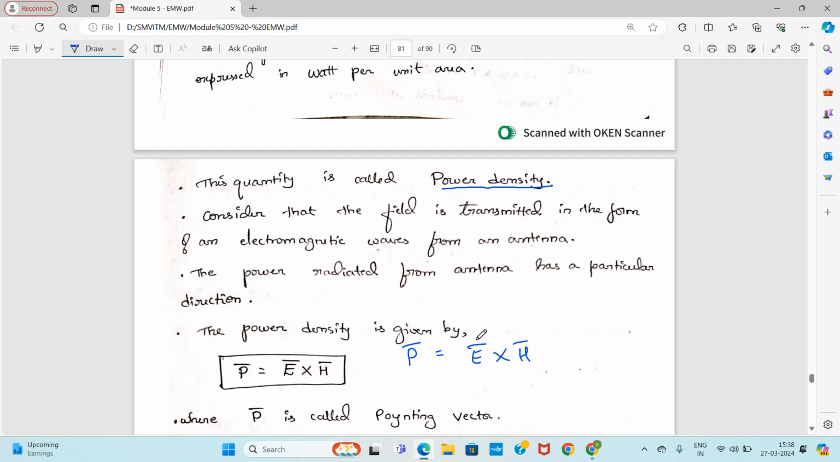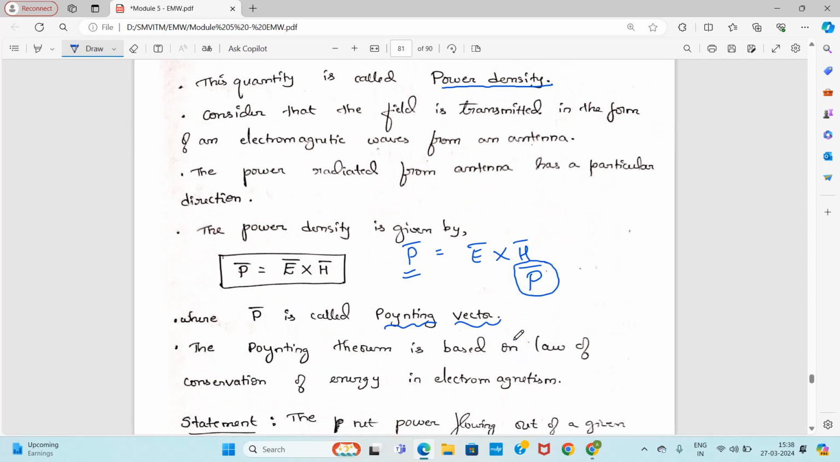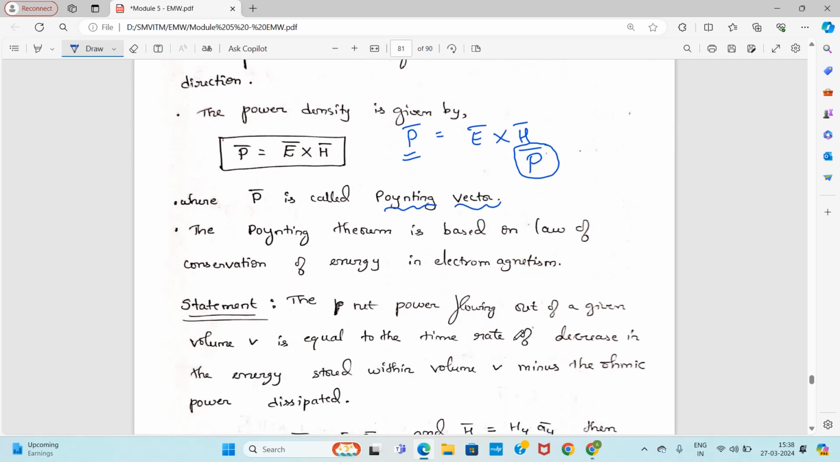E also has a direction. Electric field has a direction, and magnetic field also has a direction. So obviously the cross product of these two will give you a quantity which has both magnitude and direction. So your power density has both magnitude and direction. It is very important to call this P the Poynting vector. So if they ask you to find the Poynting vector, you are supposed to calculate the P value, which is equal to E cross H. This is the Poynting vector equation.